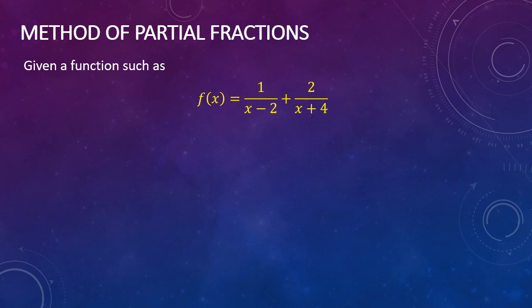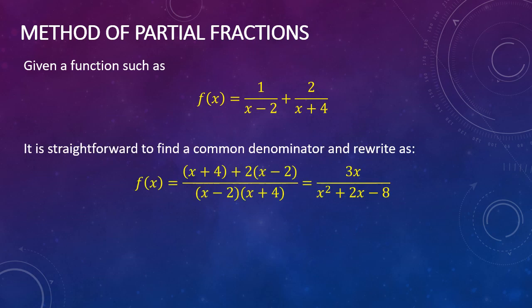equals 1 over x minus 2 plus 2 over x plus 4, it is straightforward to find a common denominator and rewrite as f of x equals (x plus 4) times 1 plus 2 times (x minus 2) over (x minus 2) times (x plus 4), which reduces to 3x over x squared plus 2x minus 8. It's very easy to find a common denominator here, which is the product of both denominators.